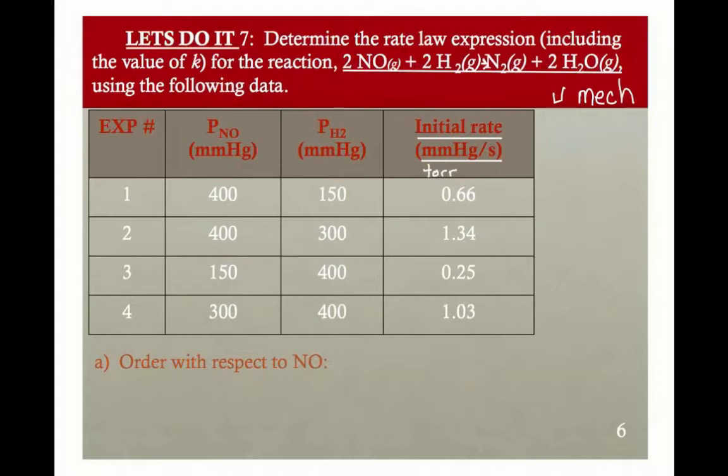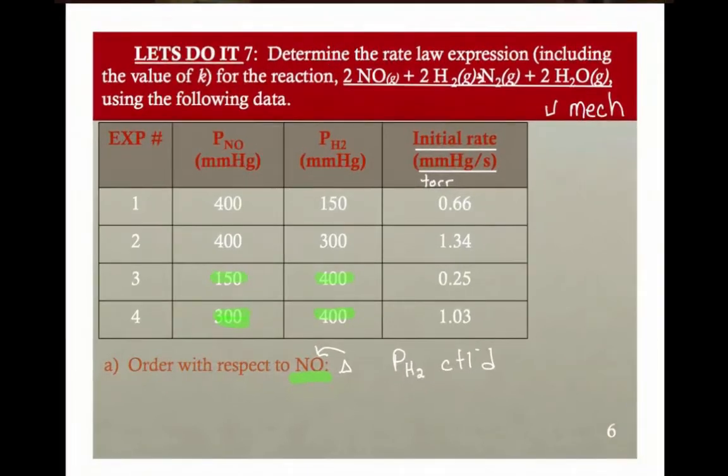Now, our goal is to set up experiments where if I want to find the order with respect to NO, I want NO to change. I want to have that independently varied, and I want to keep my partial pressure of hydrogen controlled. So I want to compare two sets of experiments where partial pressure of hydrogen is constant. So we can look at this and this, it's constant, and NO varies. And so I'm going to take a ratio of those two rate laws.